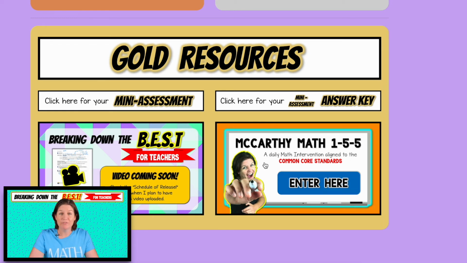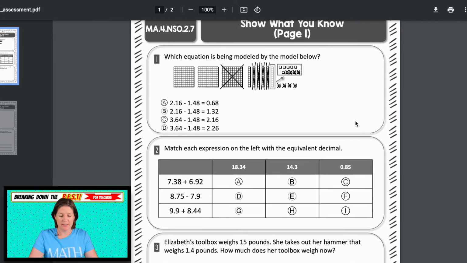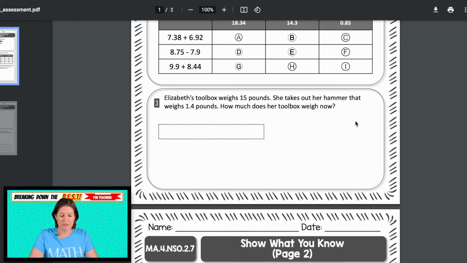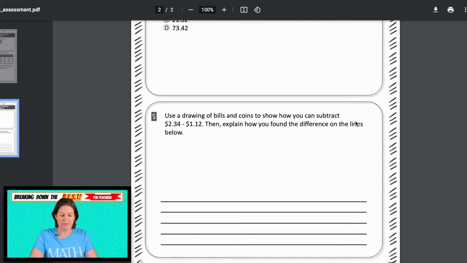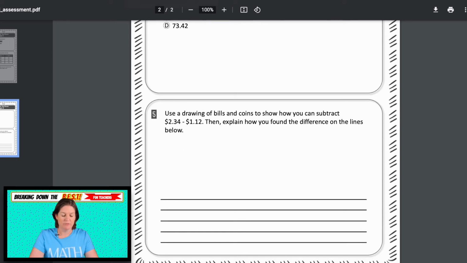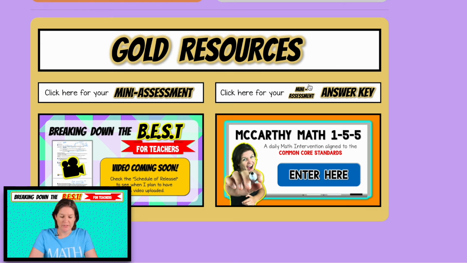The main highlight of the gold resource is the mini assessment with the answer key and McCarthy Math 155. So the mini assessment, here's what it looks like. Just taking a quick look at it. You can see the variety of question types, just a quick 5-question quiz. You probably use your county's version for assessments. This just gives you another opportunity to have some test questions with it. And then you have your answer key right there.